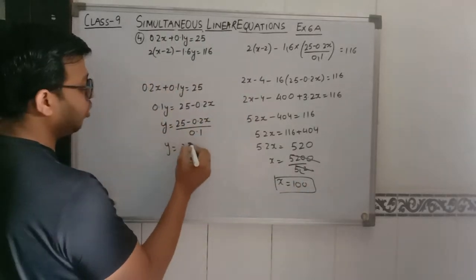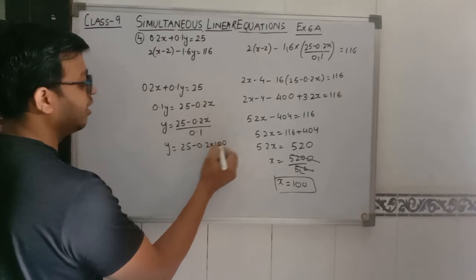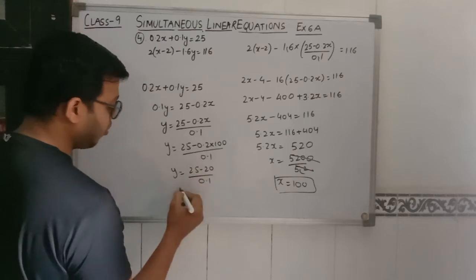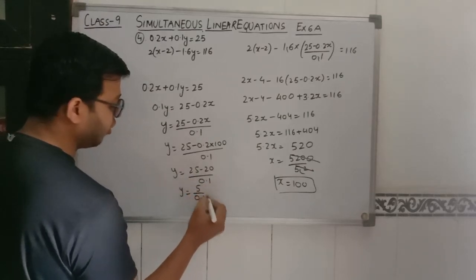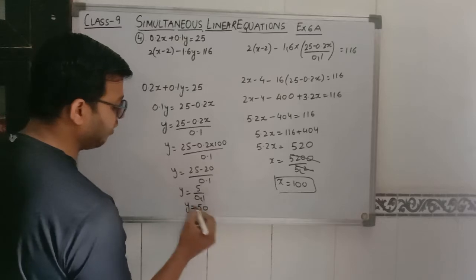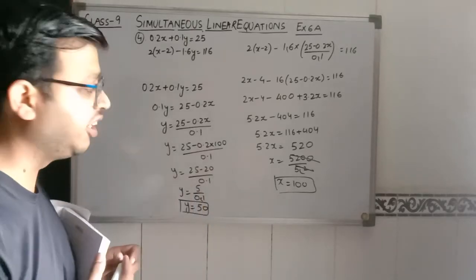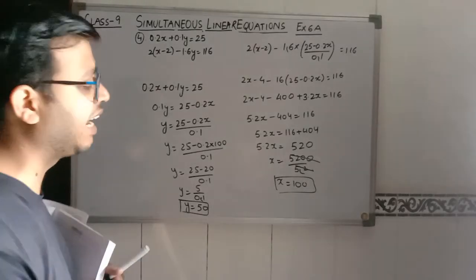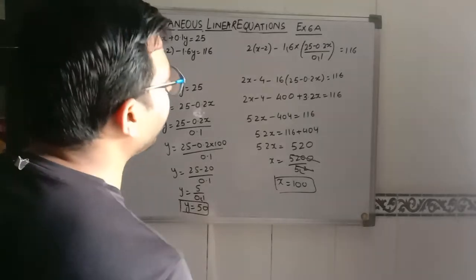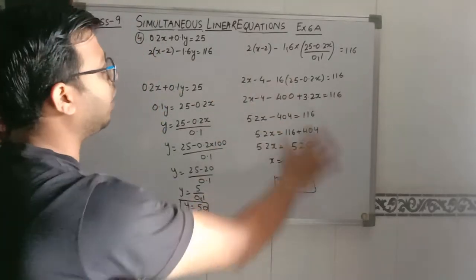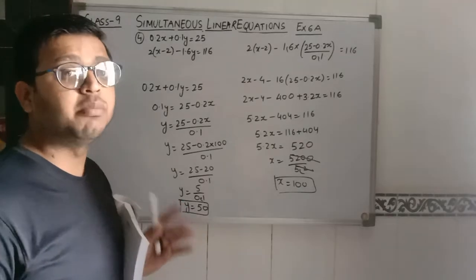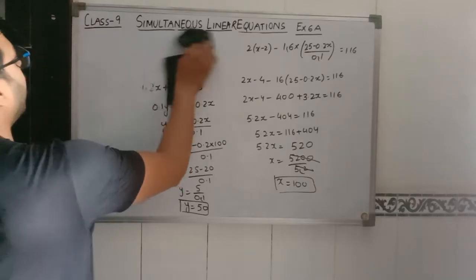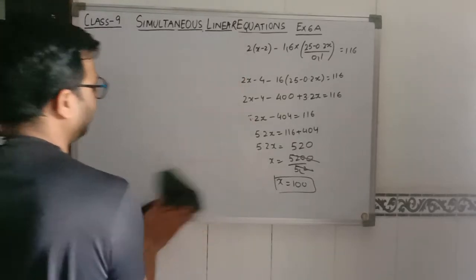Now place it here. So y is 25 minus 0.2 into 100 upon 0.1. So y is equal to 25 minus 20 upon 0.1. So y is equal to 5 upon 0.1. When you remove the point, the value of y will come 50. So the y value is 50 and the x value is 100. So sometimes a larger value can also come. So it is not that the value is incorrect. You have to be very careful while calculating, because in this whole calculation decimals are there, so we need more carefulness. So this is question number 4. Now proceeding further, we are coming to question number 5.